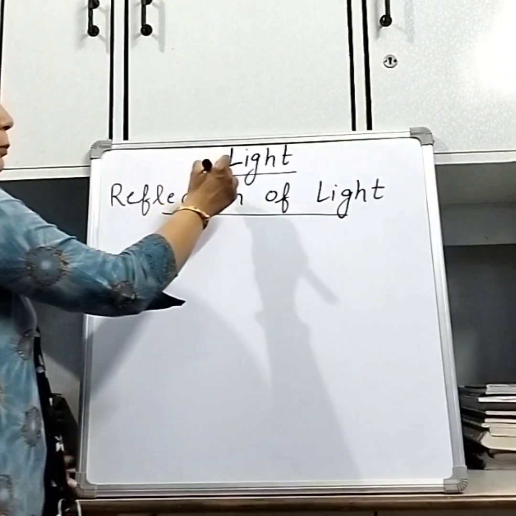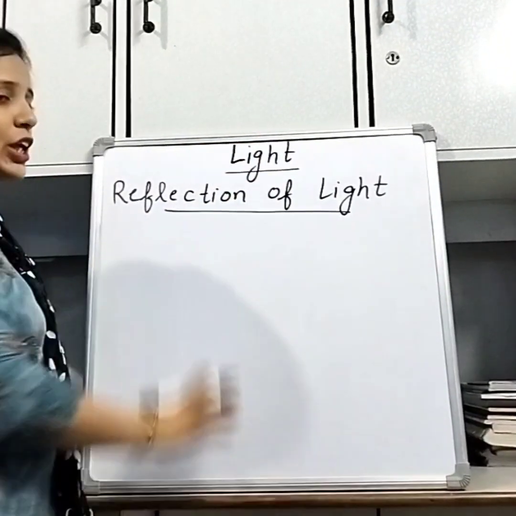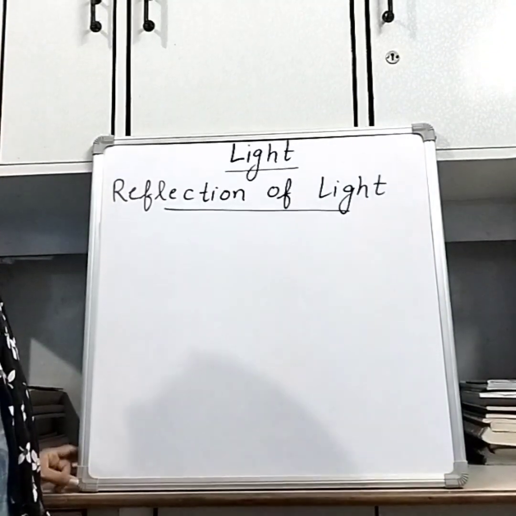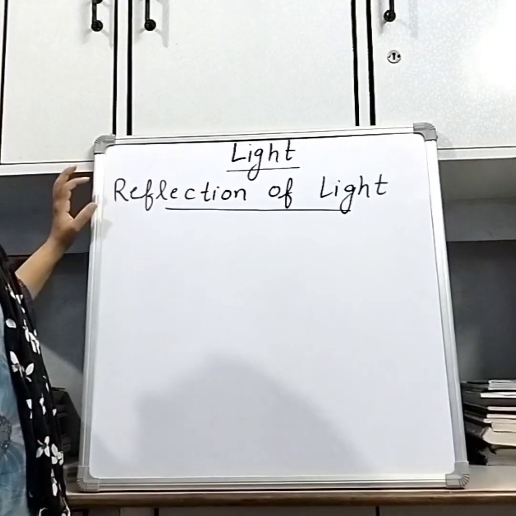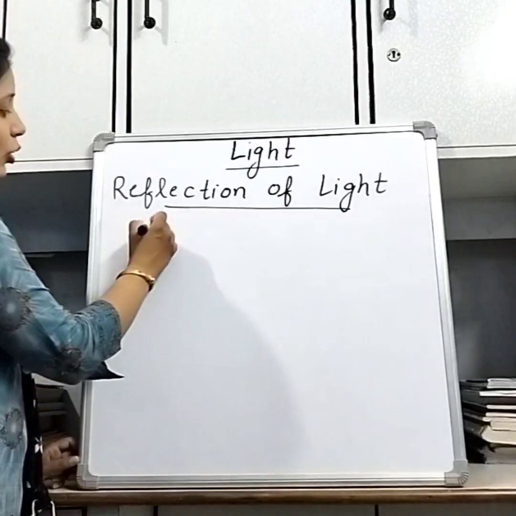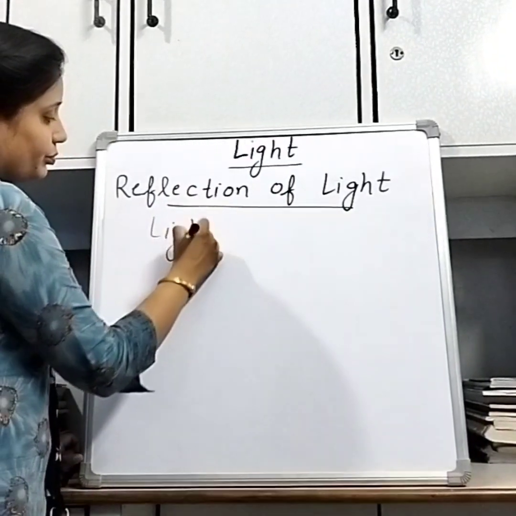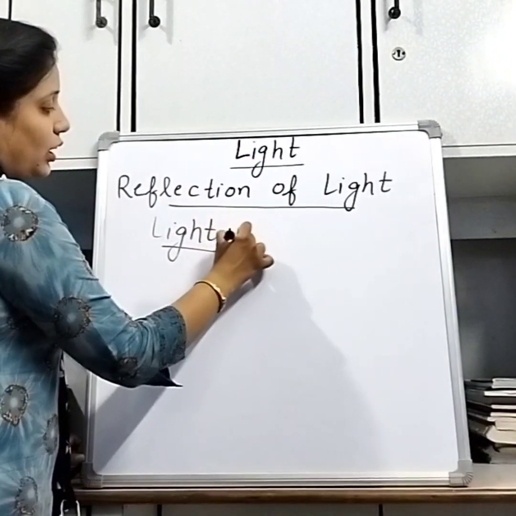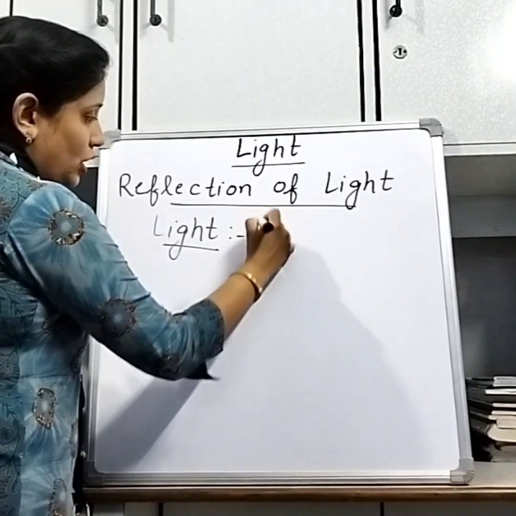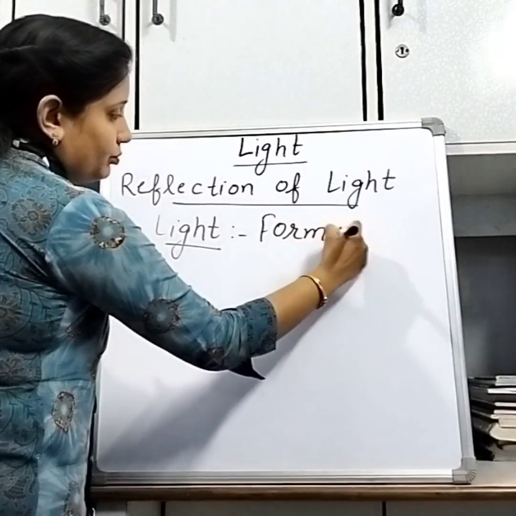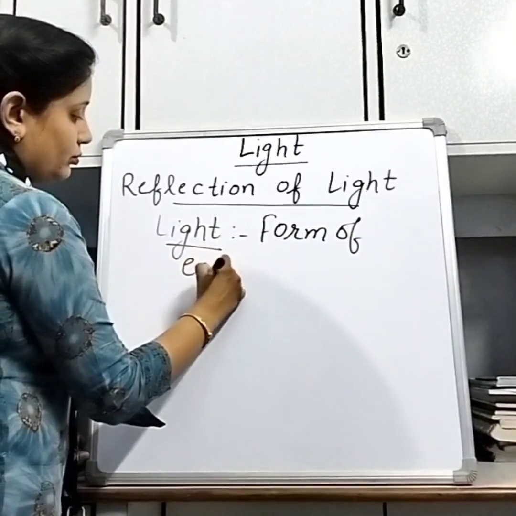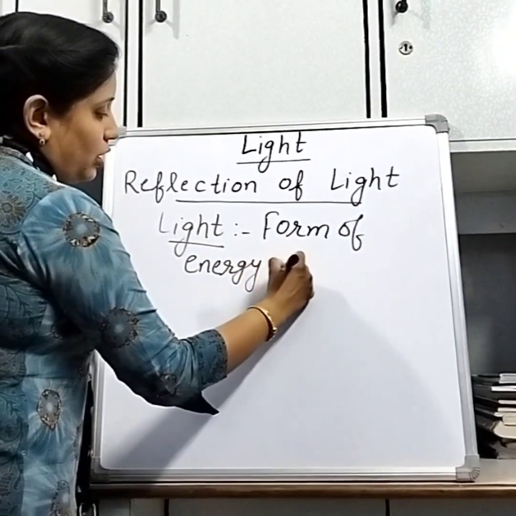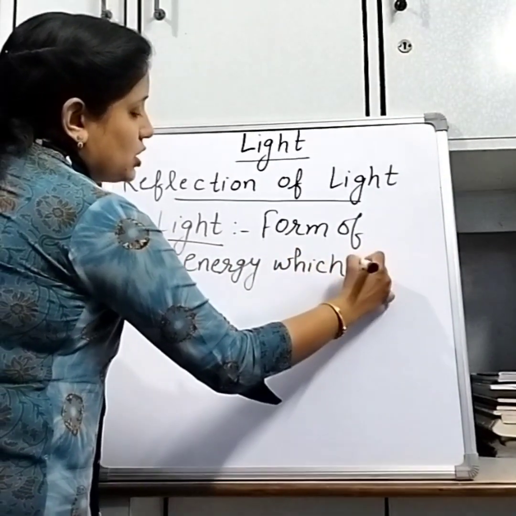Today we are doing the chapter light, in which there are two parts, reflection of light and refraction of light. So today we will start with the reflection of light. Firstly, what is light? Light is a form of energy which gives us the sensation of sight.